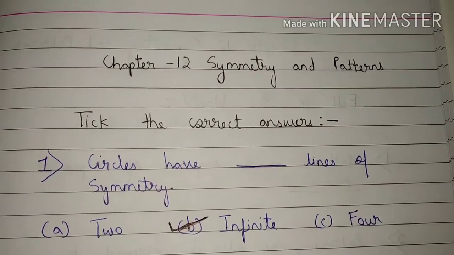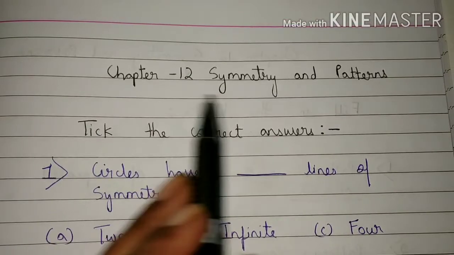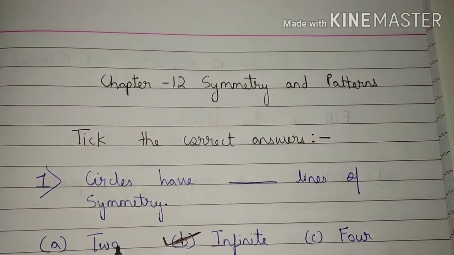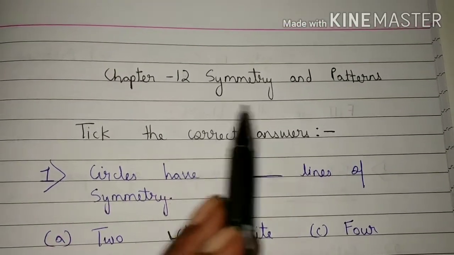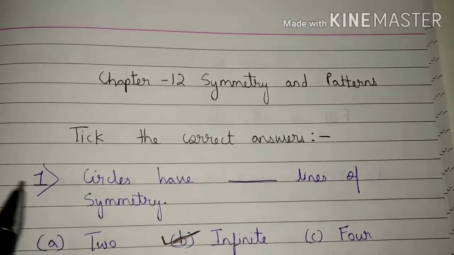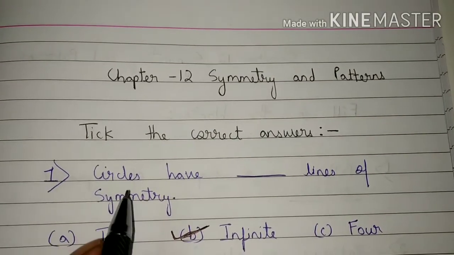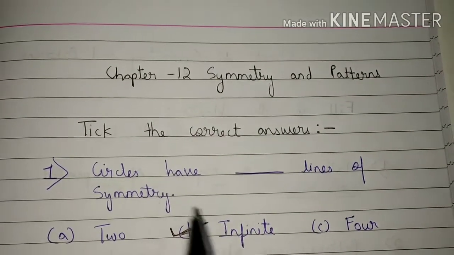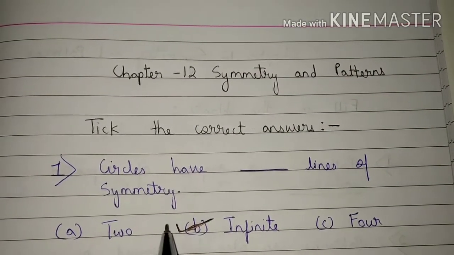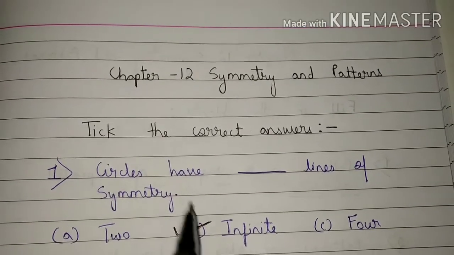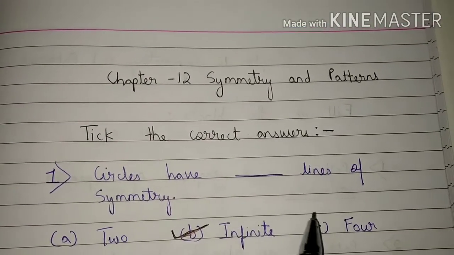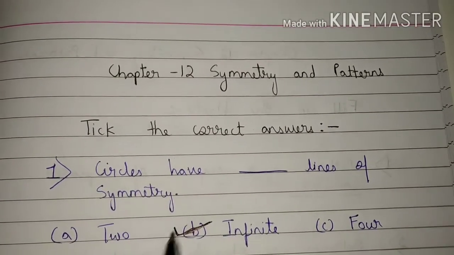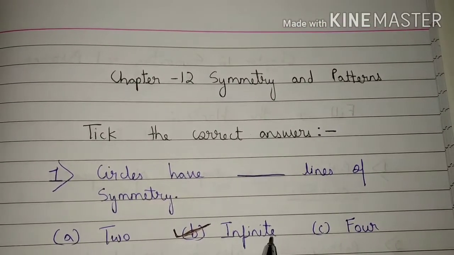Students, today we will study tick the correct answer. In this question, 3 options are given to you and you have to tick the correct answer. Now students, come to question number 1. Circles have dash lines of symmetry. Here 3 options are given to you. Option A, 2. Option B, infinite. Option C, 4. So students, the correct answer is option B, that is infinite.